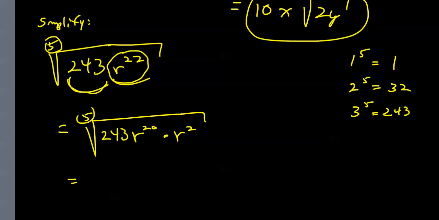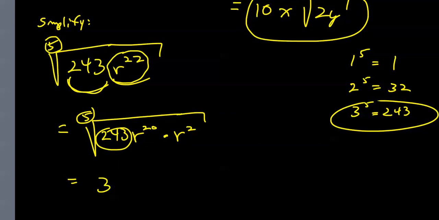Alright, the fifth root of 243, well, we already established that's 3 because 3 to the fifth is 243. The fifth root of r to the 20th, again, you can take your exponent and divide by the index. 20 over 5 is 4, so 3r to the 4th. And the fifth root of r squared, that's got to stay inside.